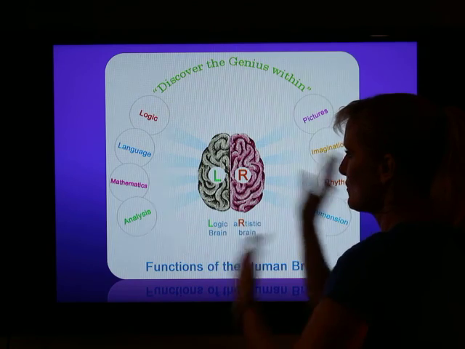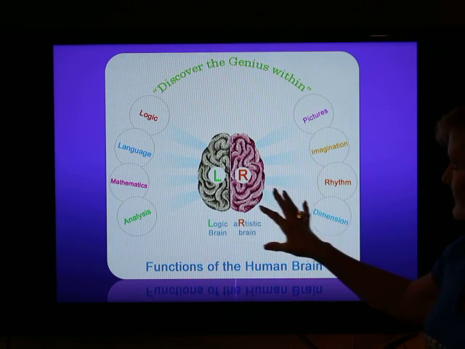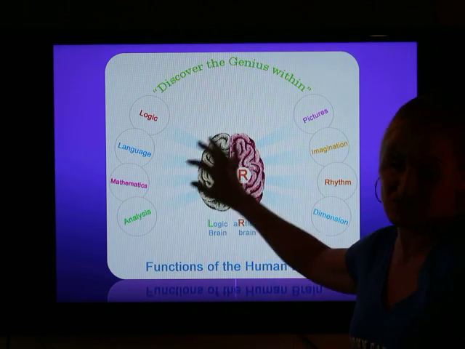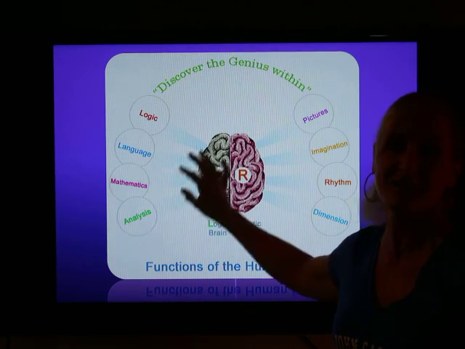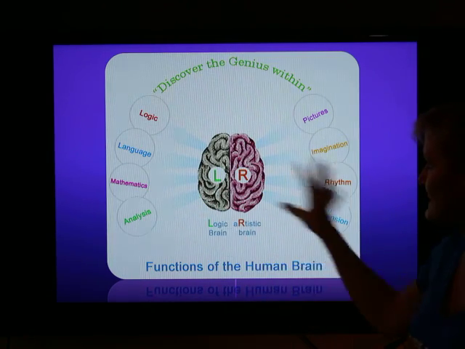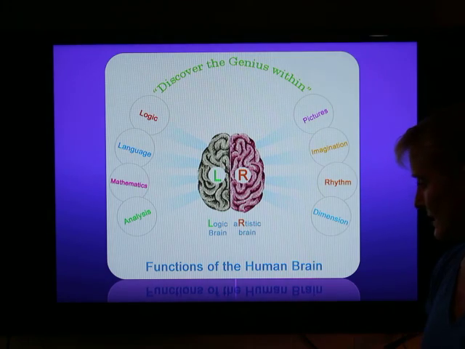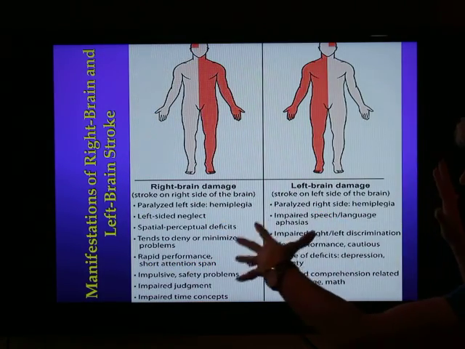There are some people in the world that are just geniuses, and they're excellent at combining both. But this is just sort of a general rule of thumb about what's what.